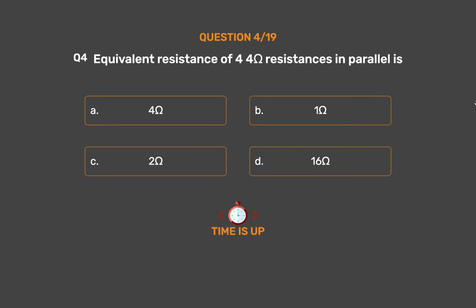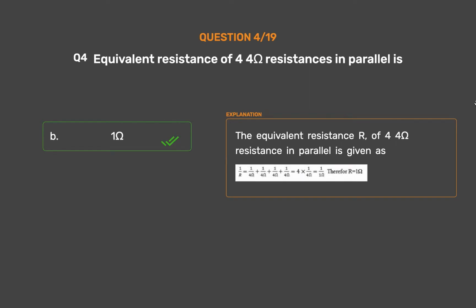The correct answer is option B. 1 ohm. The equivalent resistance R of 4 ohm resistances in parallel is given as.